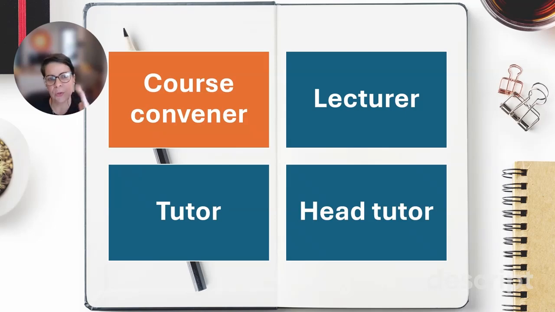Now let's start here with the course convener. And the course convener, you can think of it as like a project manager pretty much. This is the person who is responsible for the course. So they're the ones who are, for instance, writing the syllabus, writing the course outline, determining the assessments, the rubrics, setting the learning outcomes. They're the ones who coordinate lecturer, tutor, head tutor. They're the ones who are like the boss of the course, if you will.